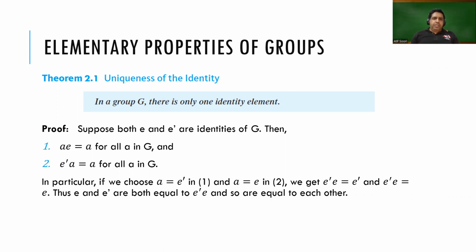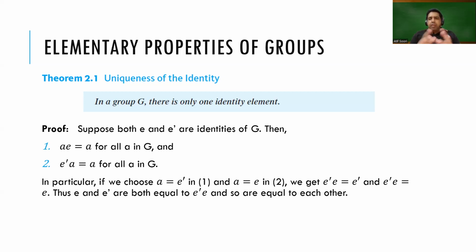Now, in this session, we are going to describe the elementary properties of groups, the first of which is the uniqueness of the identity. So, in Theorem 2.1, uniqueness of identity, we want to say that in a group G, there is one and only one identity element. There cannot be more than one identity element.